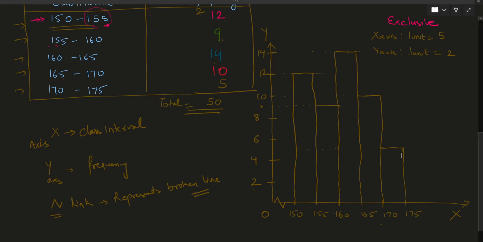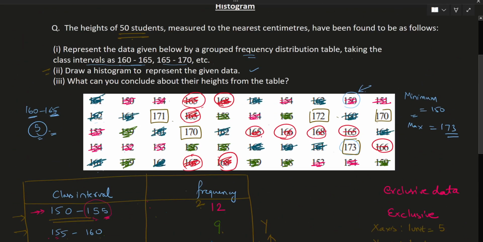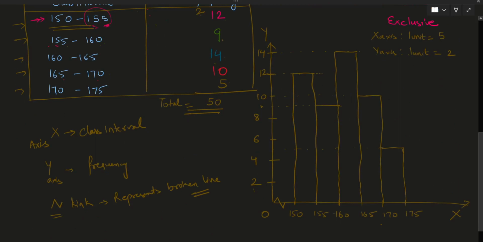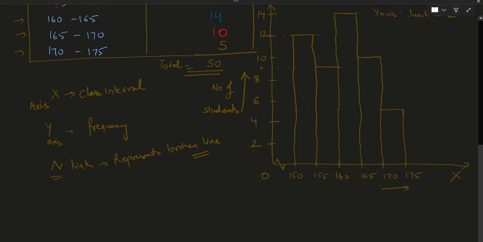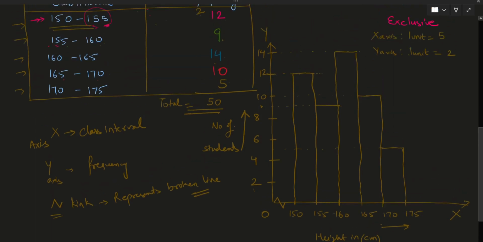Here we just have to mention the class interval. What was the question given? It was about height of the students in centimeters. So let me write what I took here. Here on the y-axis we have number of students. Here you have height in centimeters. Okay. You need to label it properly. Now, this is done.